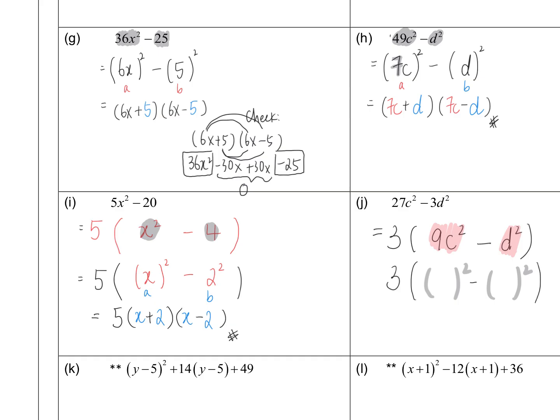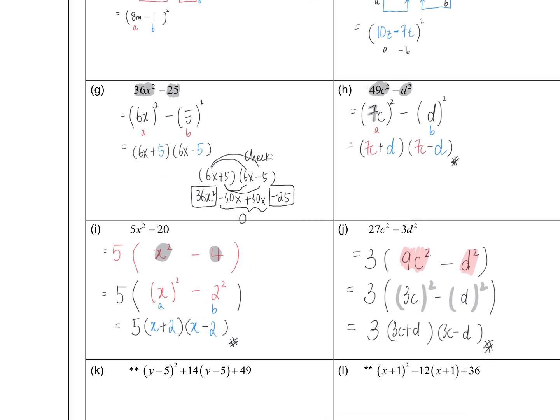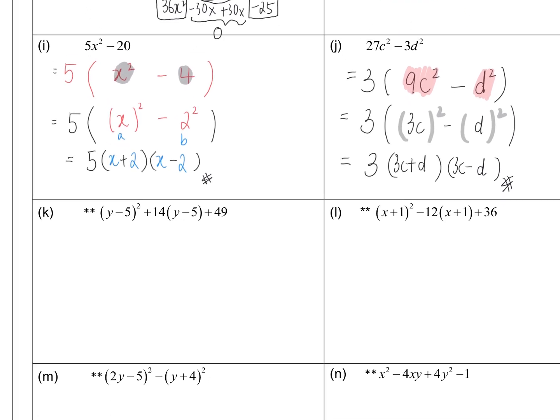So 9c square is what square? 3 square. 3c square. Then this is just d. So when you change them, you will have 1 plus, 1 minus. So put the 3c in, put the d in. So this is your answer. So you need to memorize the 3 rules up there in order to be able to solve.